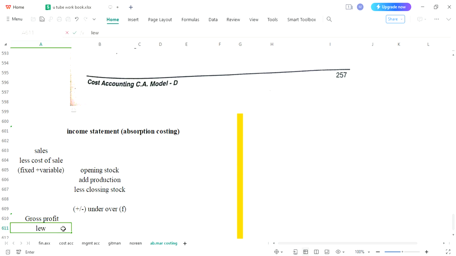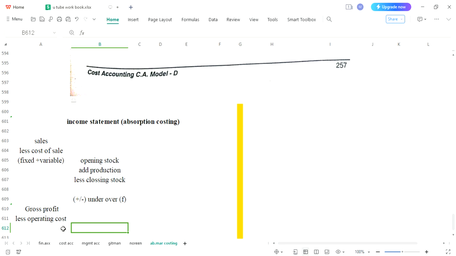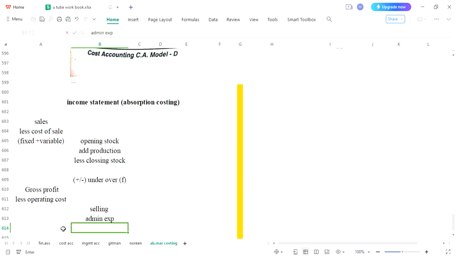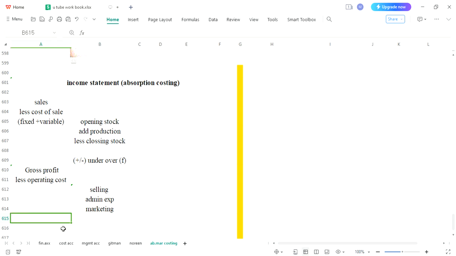Then we will subtract our operating cost, which would include selling, admin or marketing expenses. This way finally our operating cost would be completed and we will be able to calculate our net profit. It's not net margin, net profit would be calculated, and here gross profit would be calculated. So this is our statement.